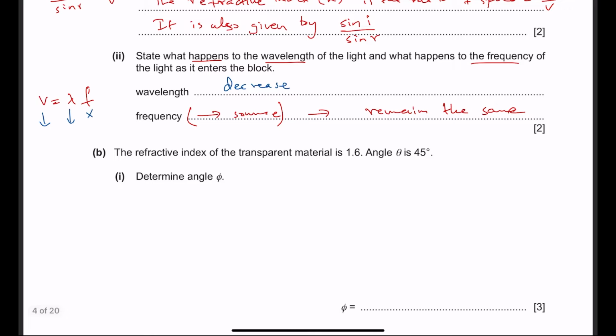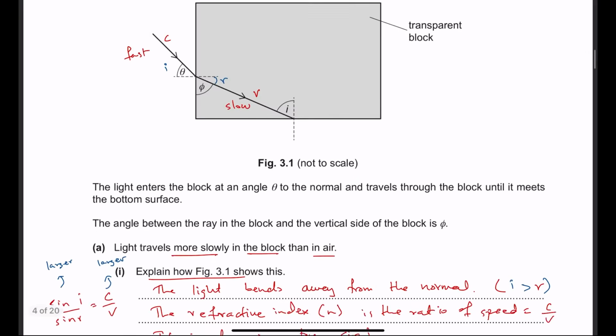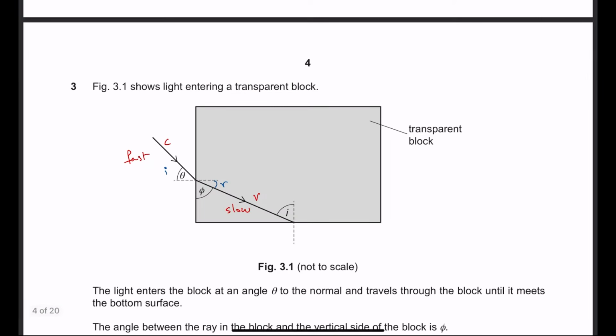Alright, now you're being given the refractive index of this material as 1.6 and the angle theta is given as 45, and you have to find the angle phi. Let's go back to our diagram and take a look at these angles. I'm just going to remove my old names. What they're saying here is that this angle on the outside, the angle of incidence, which they have named theta, is given as 45. And you have to find this angle.